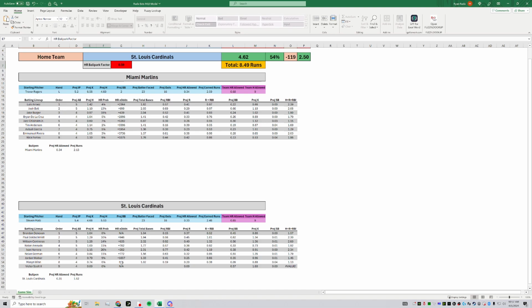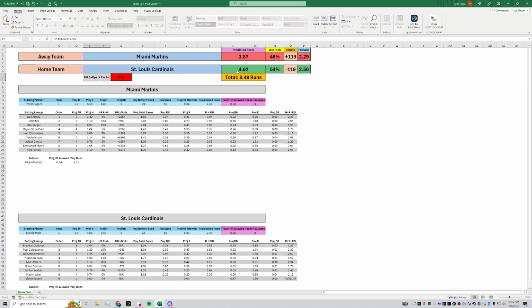If it says NA, that just means there's no data points. So Mason Wynn, Victor Scott, they don't have any home runs against a left-handed pitcher. And same thing for any of these that aren't populating. It is because this person does not have any stats yet. It's too early in the season to populate statistics for this person. But yeah, that's a breakdown of the MLB sim. That's everything you really need to know.